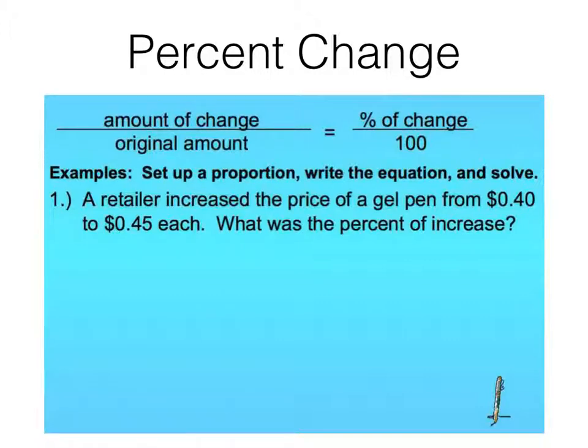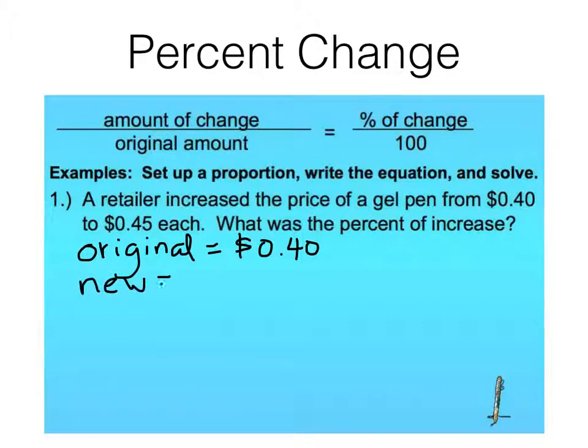All right, so a retailer, let's try this problem. A retailer increased the price of a gel pen from 40 cents to 45 cents. What was the percent of increase? So in these problems, you got to figure out a couple of things. First of all, you have to determine what's your original amount. So in this case, which one's the original amount? It's the 40 cents. They increased the price from 40 cents, so it used to be 40 cents, so that must be the original.